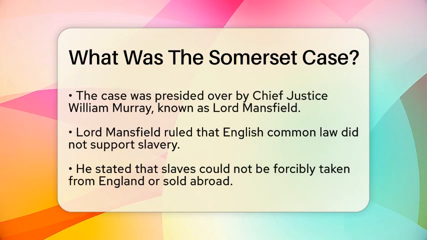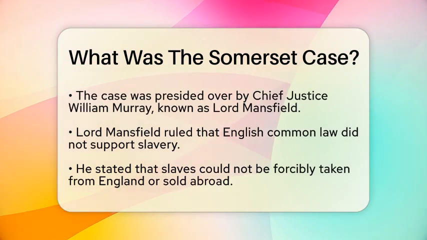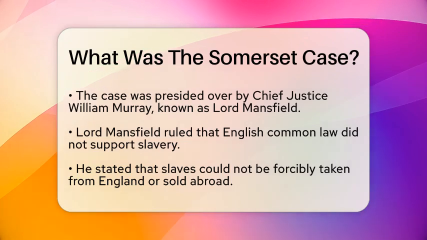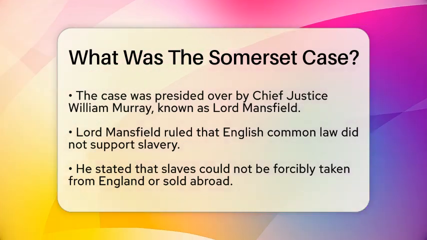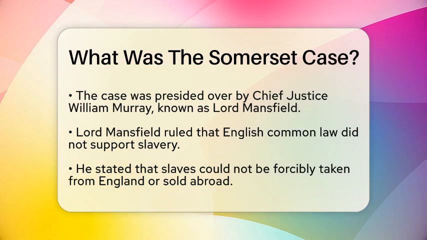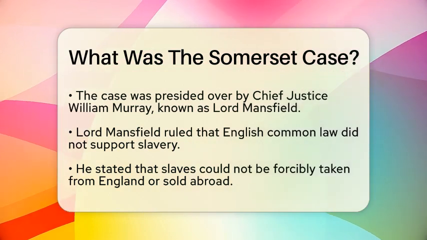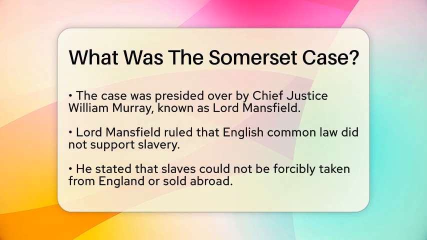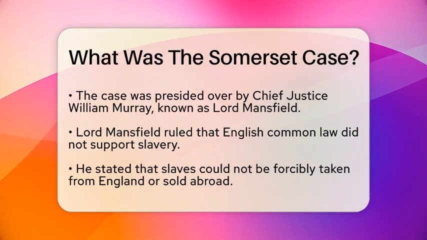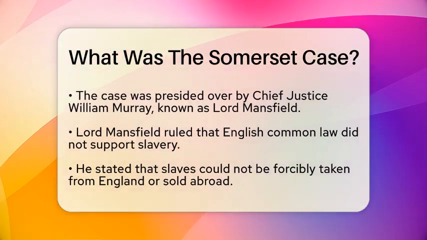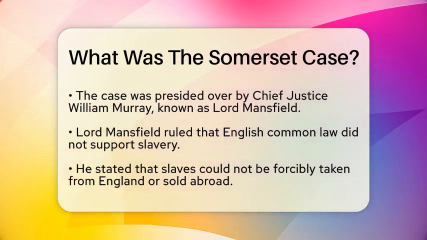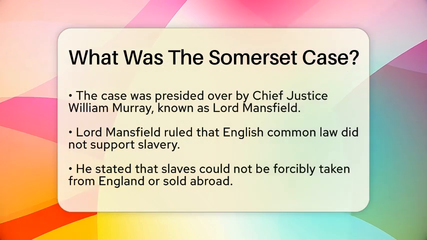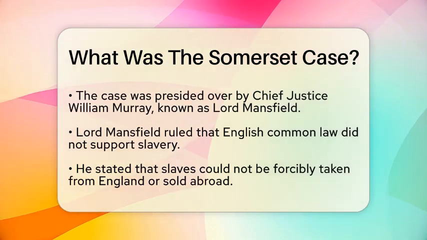The Chief Justice of the Court of King's Bench, William Murray, known as Lord Mansfield, presided over the case. Lord Mansfield ruled that slavery was not supported by English common law. He stated that a slave could not be forcibly taken from England and sold abroad because English law did not recognize the property status of slaves. Instead, the court viewed slaves as servants with certain protections. This meant that Somerset could not be legally detained or deported against his will.